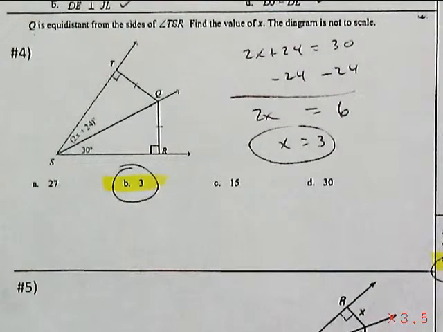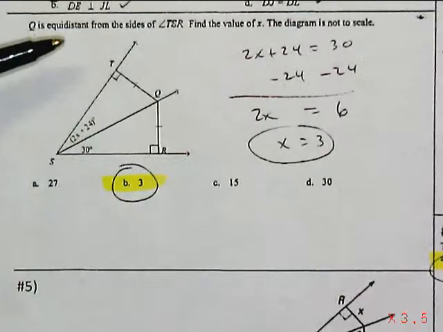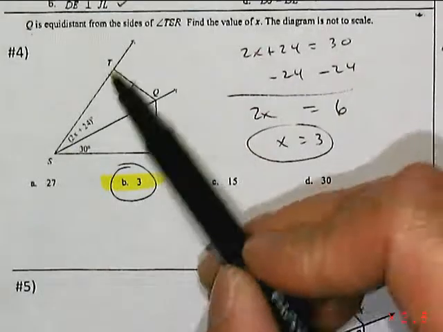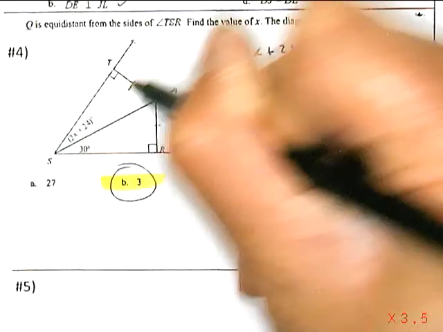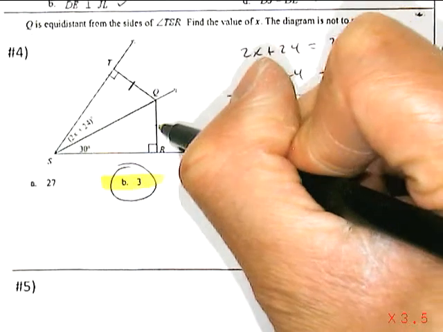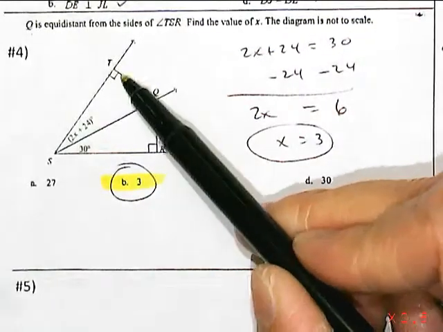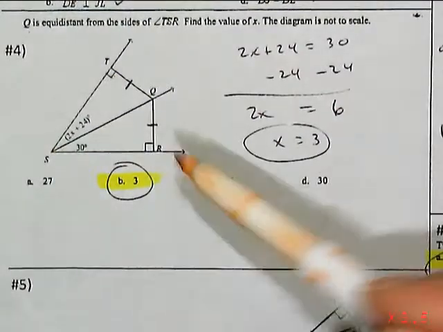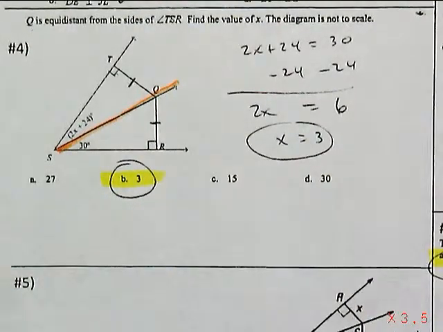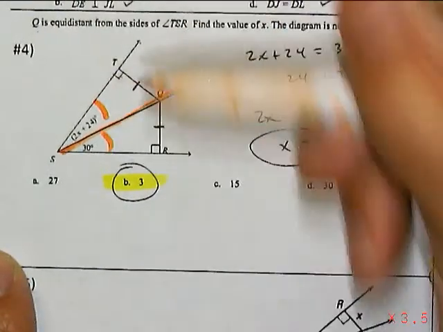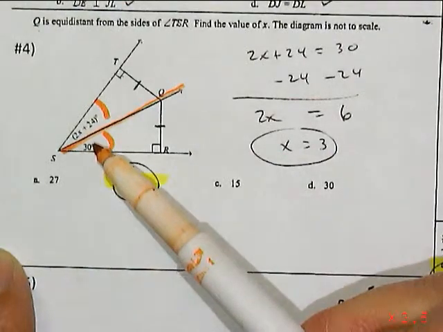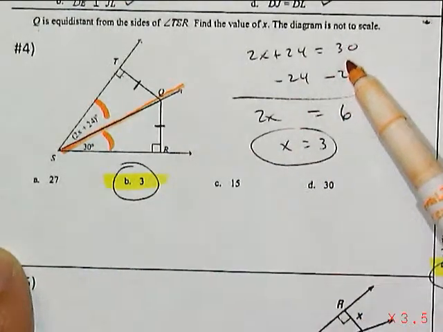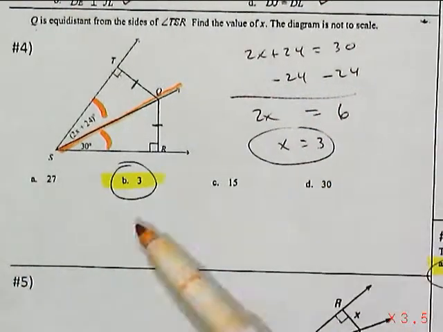Question number 4. Let's see if I can zoom in more. Q is equidistant from the sides of angle TSR. So you already know that because it has our marks there. If I know that it's equidistant here, and it's measured perpendicularly, that means I know that this is the angle bisector. If that's the angle bisector, that means I know that these two angles are congruent. Therefore, I can take 2x plus 24 and 30 degrees and set them equal to each other. When you do and you solve, you'll get x equals 3.